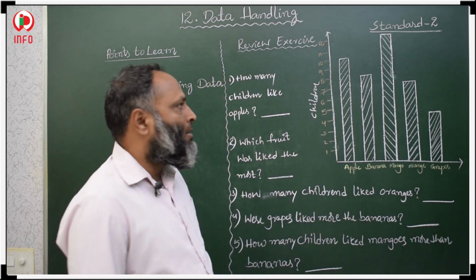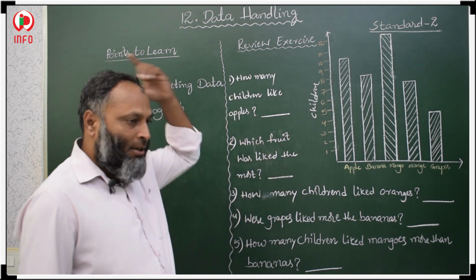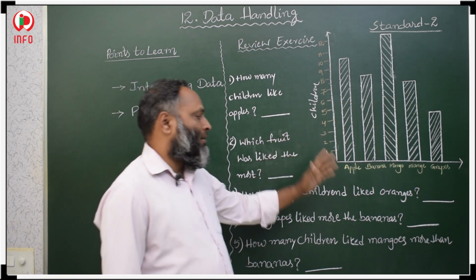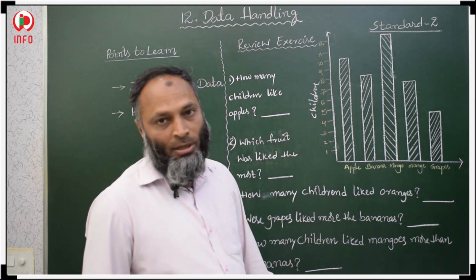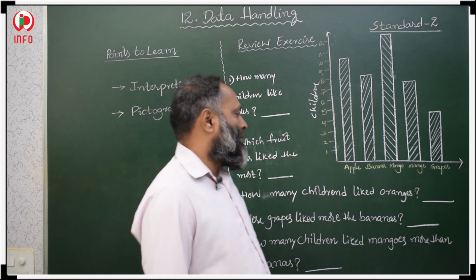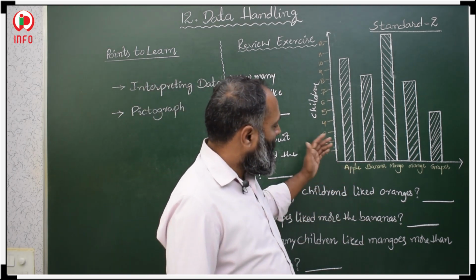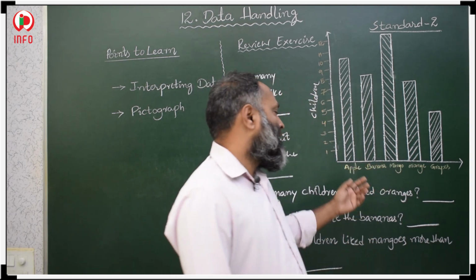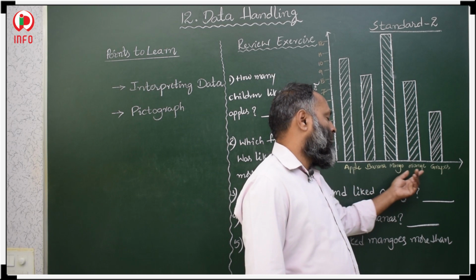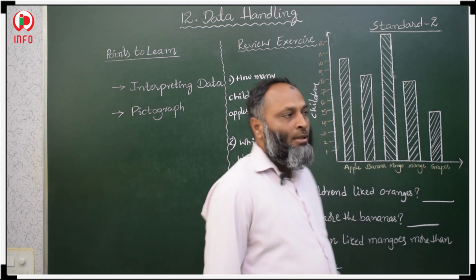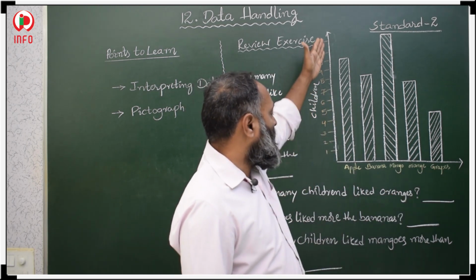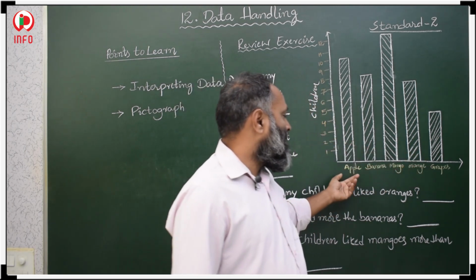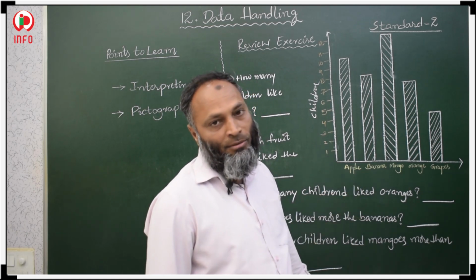Okay. In the review exercise, one bar graph is given. In this bar graph, some children like fruits. How many fruits are there here? Five different fruits are given: apple, banana, mango, orange and grapes. Here the number of students is on the horizontal line. This is the horizontal line. On the horizontal line, we took different types of fruits.